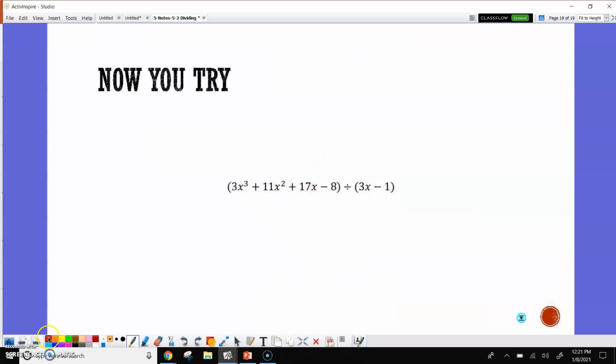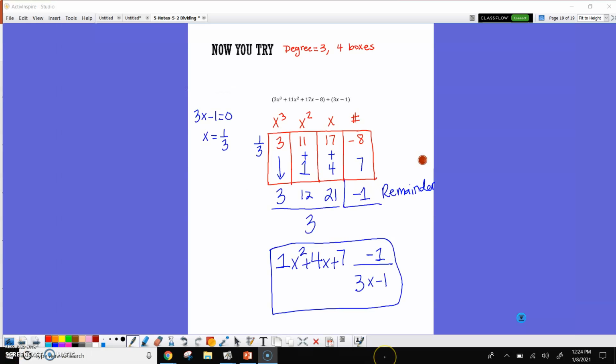Here's one more for you to try. Go ahead and pause the video and try this one. Okay, for this one, you did have 1/3. So since the fraction is 1/3, you do have to divide by a 3 in this case. And you did have a remainder of negative 1, that does not get divided by the 3. It's only your coefficients for your exponents that get divided by 3. So 1x squared, or just x squared, plus 4x plus 7 minus 1 over 3x minus 1 should have been your final answer there.